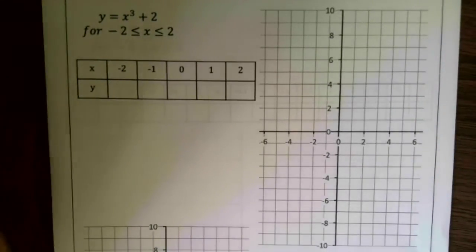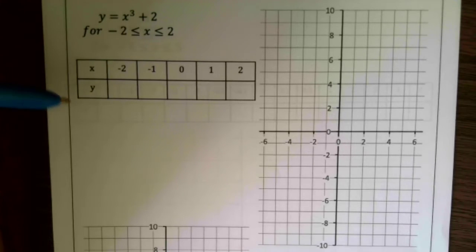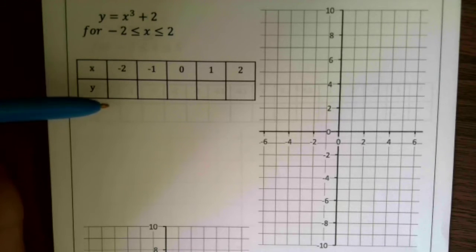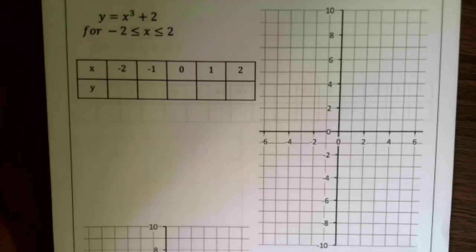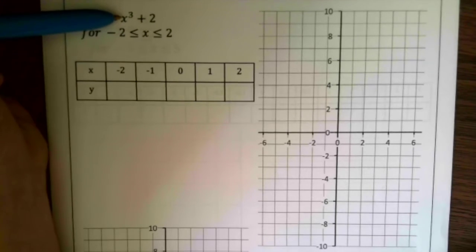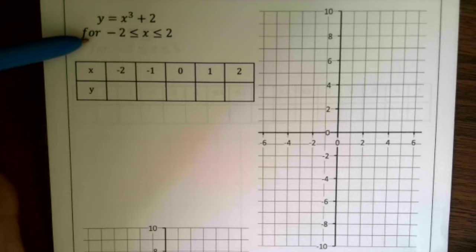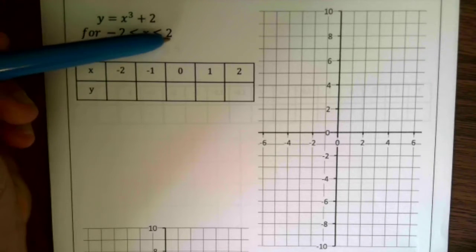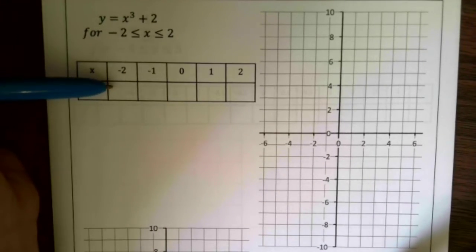Okay, so by now you should be familiar with the shape that a cubic takes. What I'm going to do is show you how we can plot a cubic from a table of values. So I've got the cubic y equals x cubed plus 2, and it's for values of x between -2 and 2. So let's start by filling in our table of values.